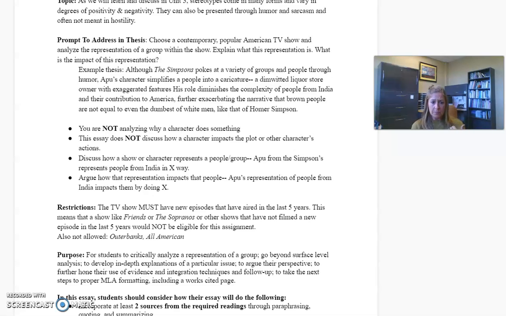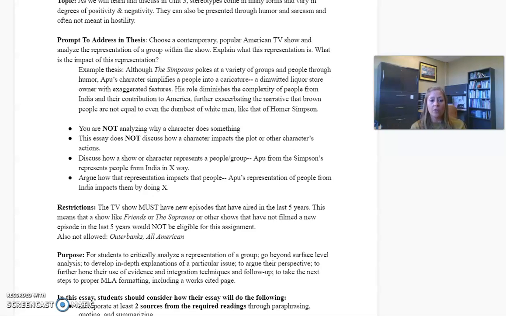So if we were to look at the example thesis, it says, although The Simpsons pokes at a variety of groups and people through humor, Apu's character simplifies a people into a caricature, a dim-witted liquor store owner with exaggerated features. His role diminishes the complexity of people from India and their contribution to America, further exacerbating the narrative that brown people are not equal to even the dumbest of white people, like that of Homer Simpson.